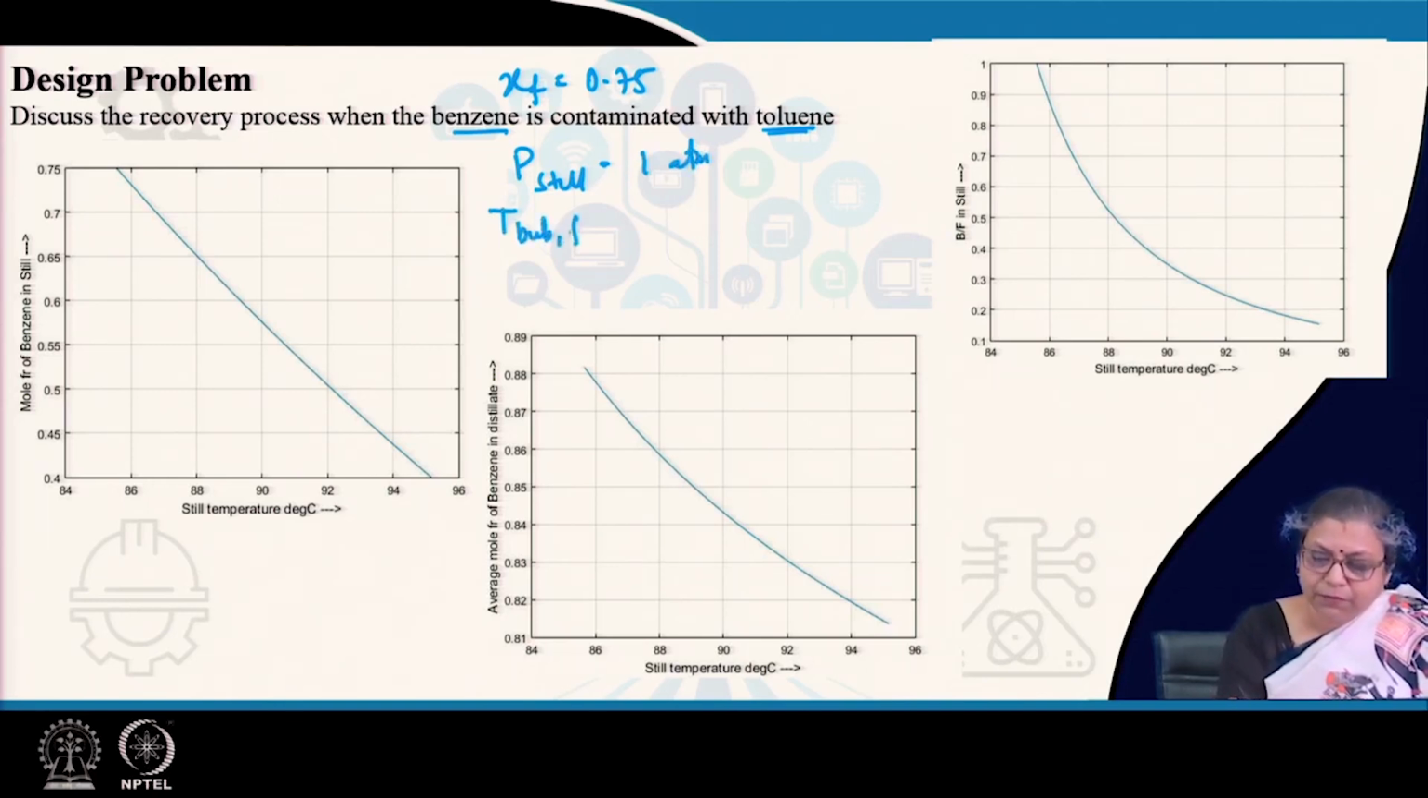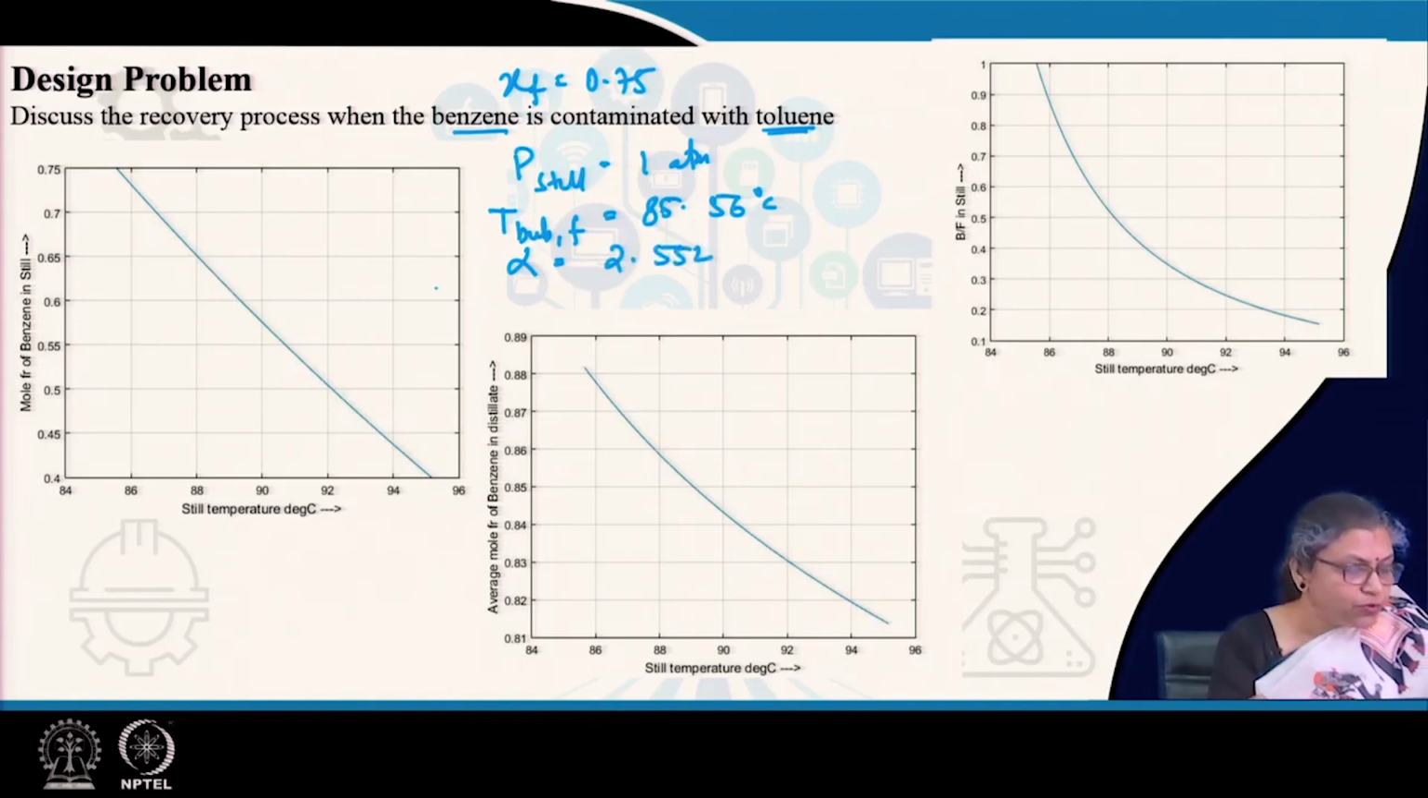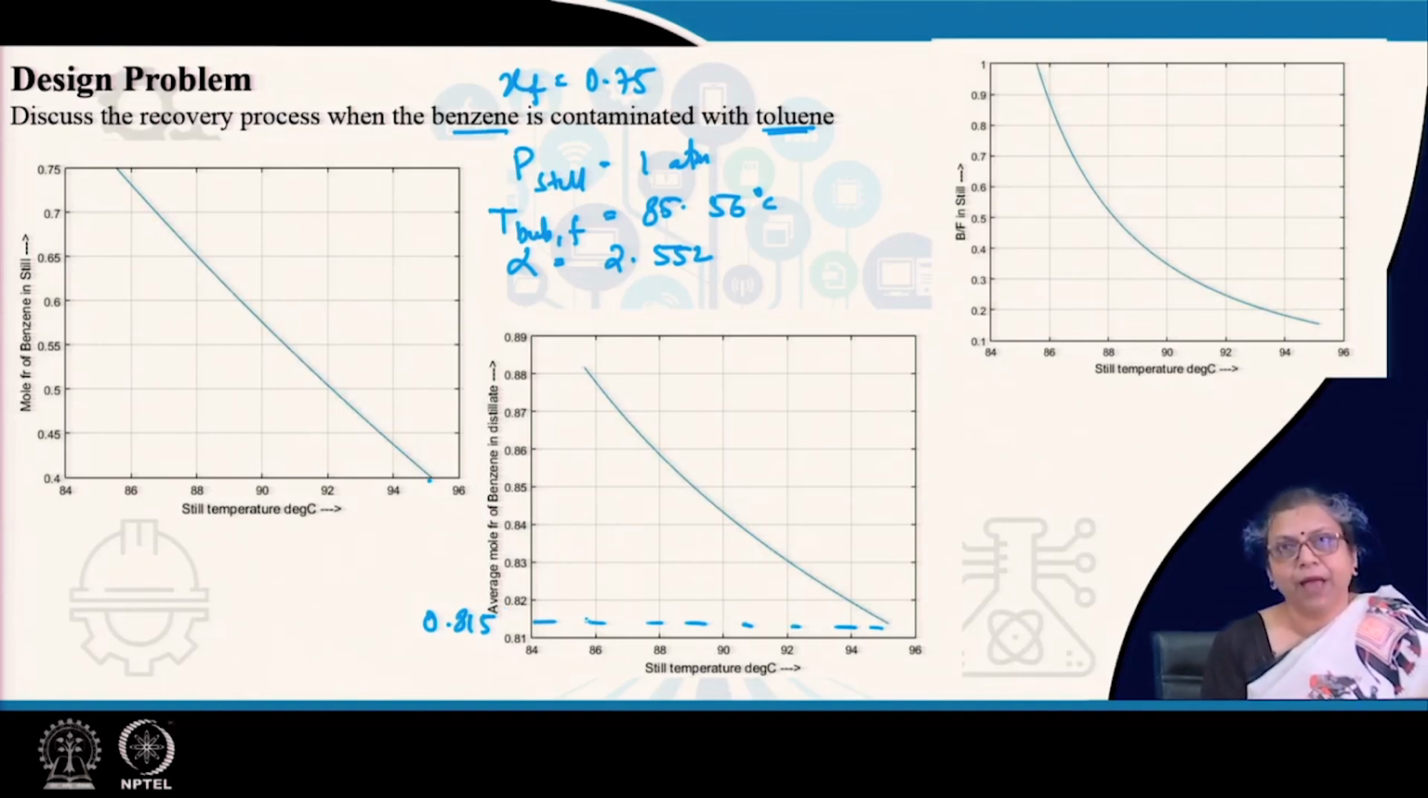Corresponding to this, the bubble point of the feed is around 85.56 degrees centigrade, and for that the alpha that you get in this case is around 2.552, so with this alpha we can proceed. We find that even going till xb equals 0.4, the maximum purity that we have got is around 0.815. So we are unable to use the single stage batch distillation still in order to recover 90% benzene when it is contaminated with toluene.